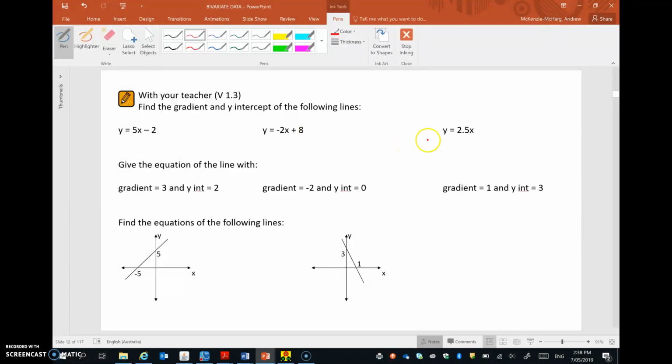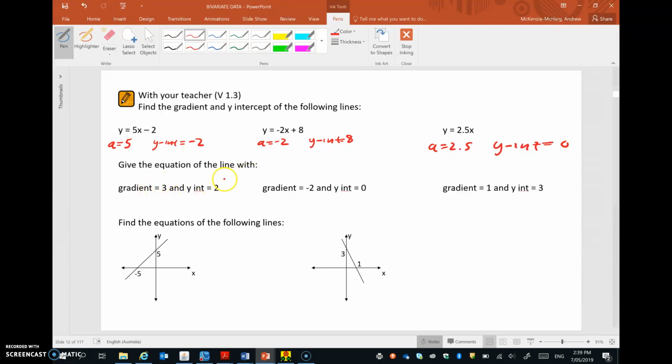So for these ones up the top here, gradient, I'm going to use A for gradient because that's what this book does, is 5, and y-intercept is -2. Here the gradient is -2, y-intercept is 8, and here gradient equals 2.5. There's no number there, which means the y-intercept is 0.